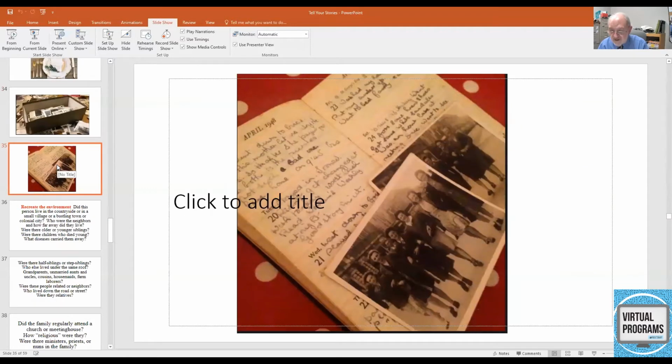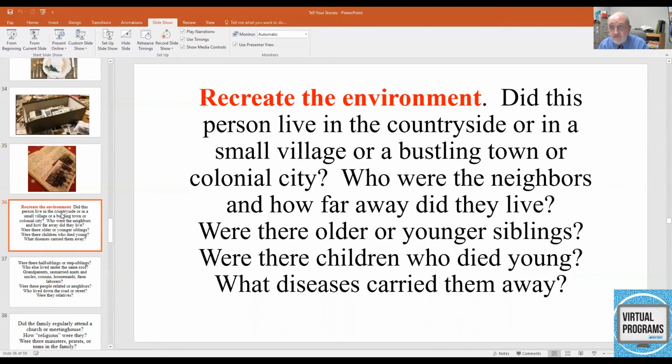Recreate the environment. Did this person live in the countryside or in a small village or a bustling town or a colonial city? Who were the neighbors and how far away did they live? Where were the older or the younger siblings? Were there other children who died young? What diseases carried them away? What was happening around these people?